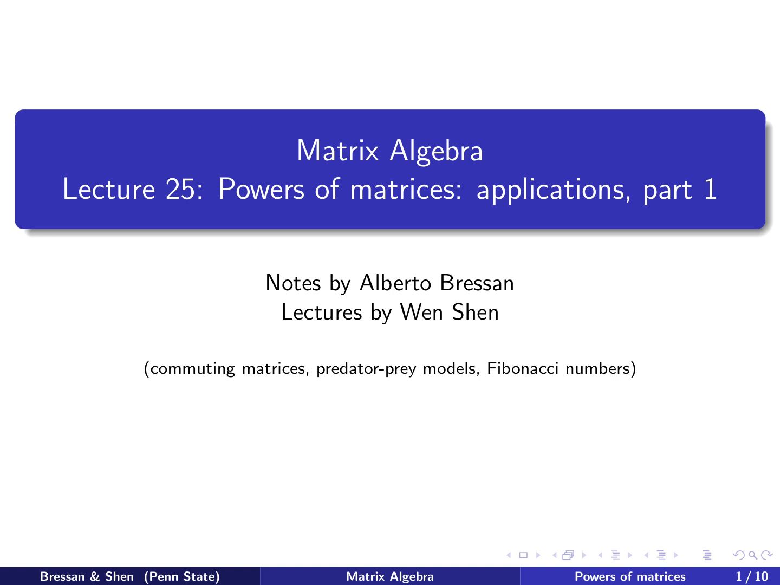This is lecture 25, part 1, and the topic is applications, especially using the properties of the powers of matrices. So we will cover some special commuting matrices and cover two different applications. One is the predator-prey model, and the other is the Fibonacci numbers. Let's get started.